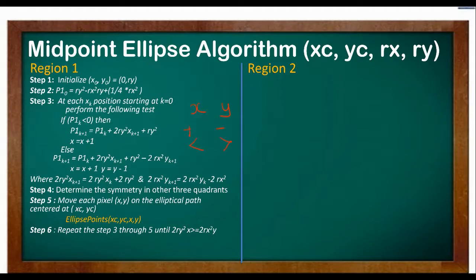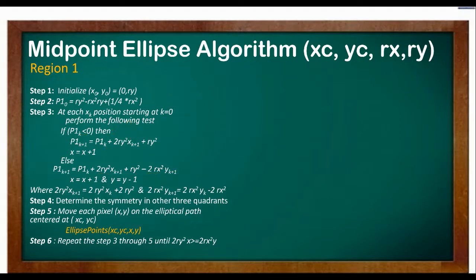So here we replace x by y and y by x. So whenever it becomes y, you have to put a minus over here. This is rx. So you can just write 2 rx square minus 2 rx square xk plus 1 plus rx square, like that it comes. When you rewrite the same thing here, here also this x should be replaced by y and y should be replaced by x, and so on. So now we will check the algorithm.